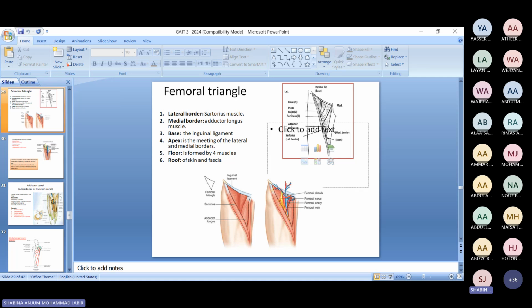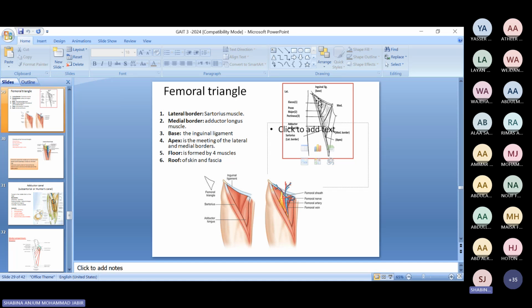So now we have this triangle clear, the boundaries and contents. Now what you should know is that this triangle has four muscles in its floor. First of all, we have the iliacus, psoas major, then pectineus, then adductor longus. When you see the specimen, try to identify iliacus first, because iliacus comes from the iliac fossa. Very nicely you can see in your specimen that the iliacus muscle is present in the iliac fossa. Then next to it, there is a friend of iliacus which always runs with it. It is psoas major, together called iliopsoas.